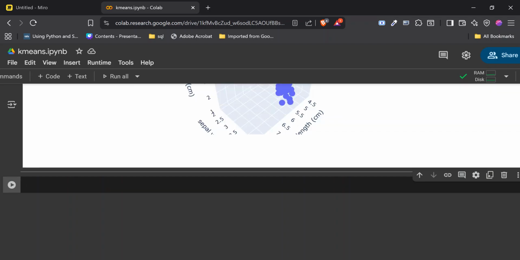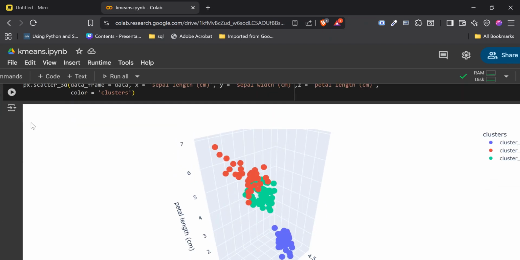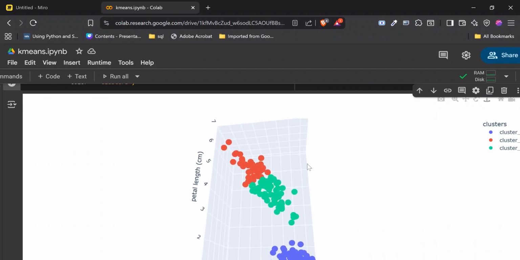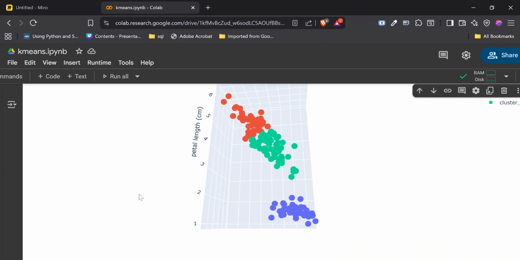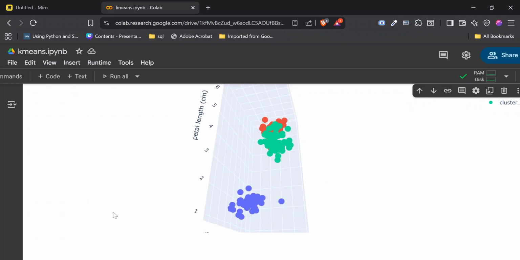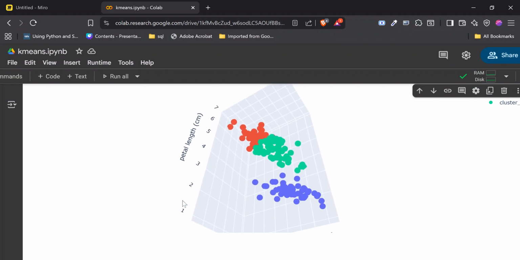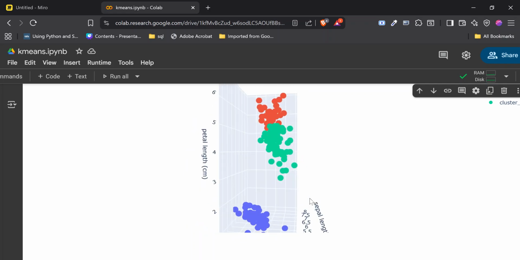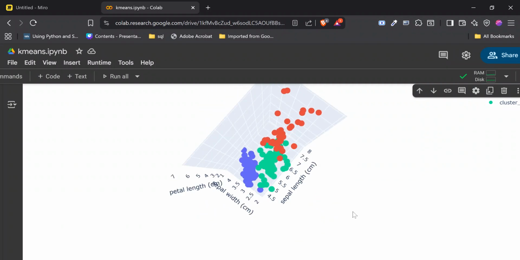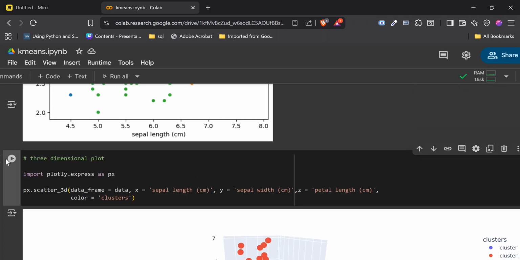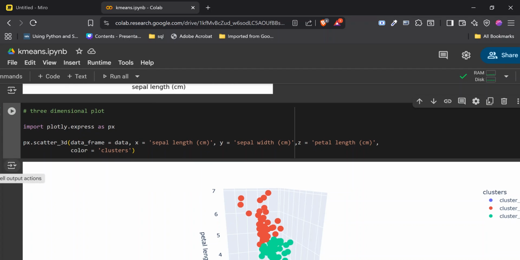Let's wait for it to be done. Okay, right. So here, if I rotate this now, you see this is a cleaner look, and this is a three-dimensional representation. So we see all of the blue guys, which is cluster one, I think. Then all of the green guys, cluster two, and all of these red guys, cluster three. So we see how this has partitioned them across each of those clusters.